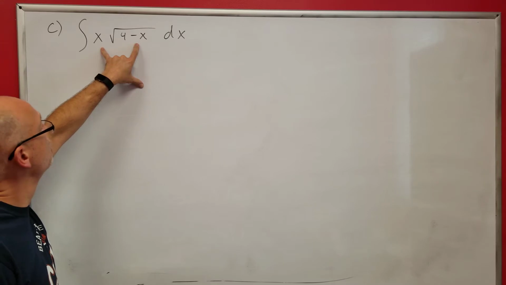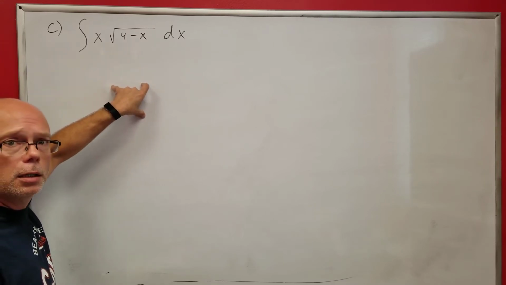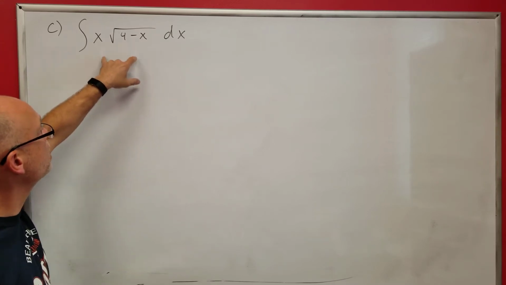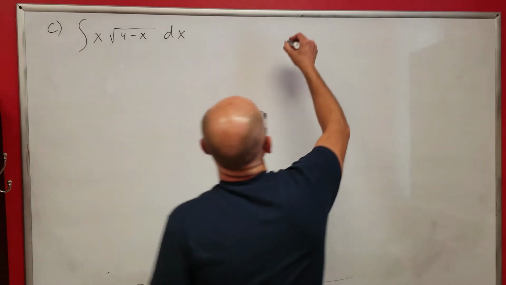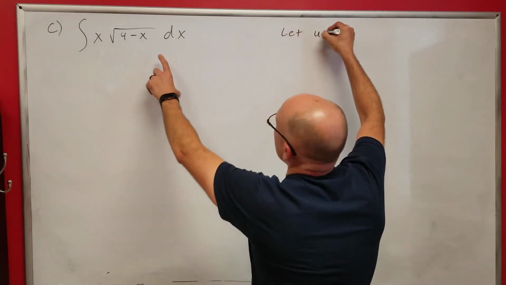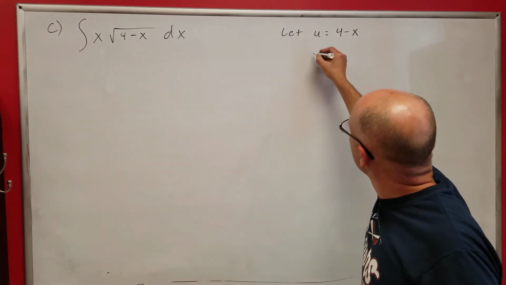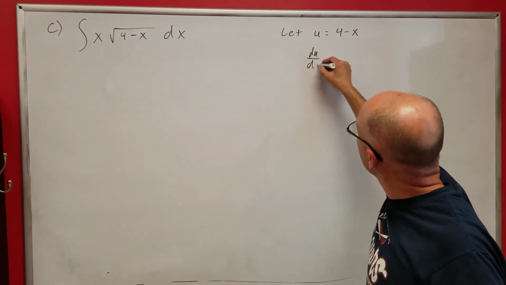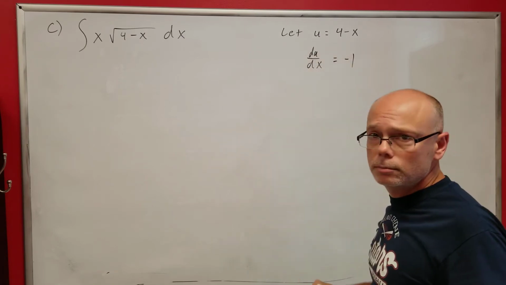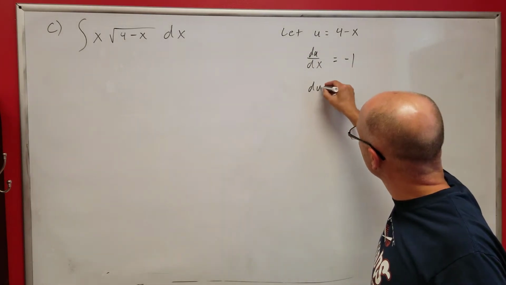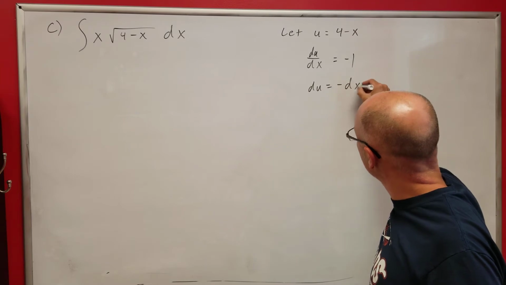Is it a formula to learn? No. So what's the only other method I know? Use substitution. So we're going to let u equal 4 minus x. We're going to try. So du over dx is equal to negative 1. So that means du is equal to negative dx.